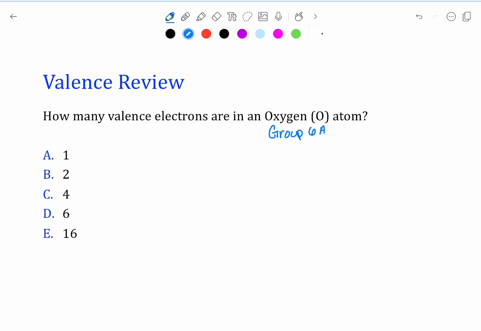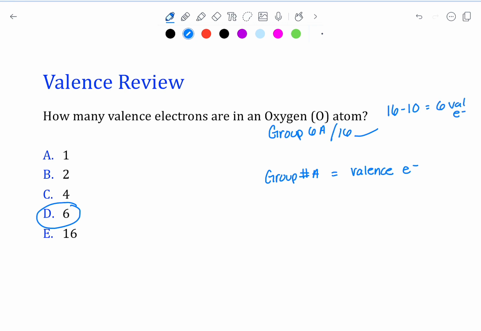group 6A, or group 16, which tells us the number of valence electrons because our group number with the A after it is equal to our valence electrons. So, since oxygen is in group 6A, it has 6 valence electrons. Remember, if you're looking at the group number where it's in the teens, we have to take that number and subtract 10 so that we get our number of valence electrons.